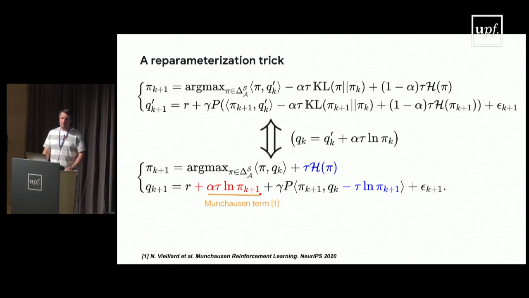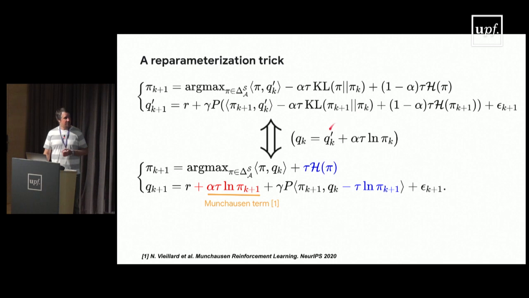And that's it. So the idea here is that this Q prime K is homogeneous to a Q function plus the log policy. But the log policy, in essence, as we'll see later, is an advantage function. So instead of learning the Q function and then trying to learn an approximation of the sum of the Q function, I have a clever way to learn directly the sum of Q function.